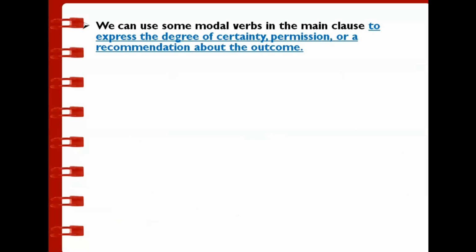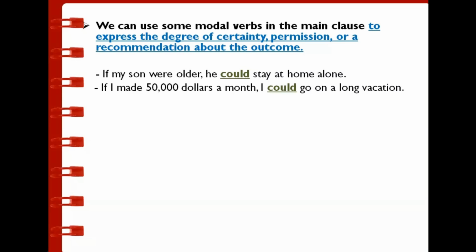Now, if we come to the result clause, we can of course find some other alternatives to would. You can use some other modal verbs in the main clause to express degree of certainty, permission, or a recommendation about an outcome. Let's see some examples. If my son were older, he could stay at home alone. If I made $50,000 a month, I could go on a long vacation. Here, could means would be able to.